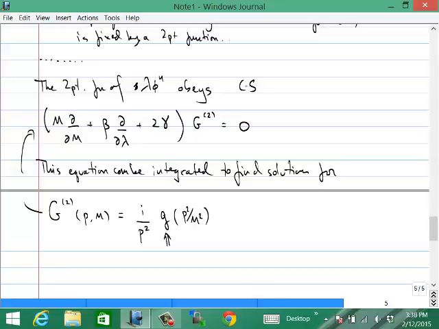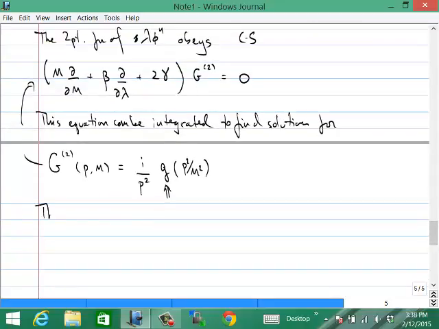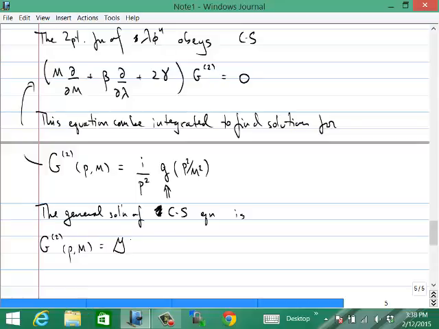I don't have that much time left, so I'll just write down the answer. The general solution of the Callan-Symanzik equation says that G2 as a function of P and M... okay, I'll just write down the solution. Well, it's not particularly instructive, so I'm not going to bother writing it down for you.